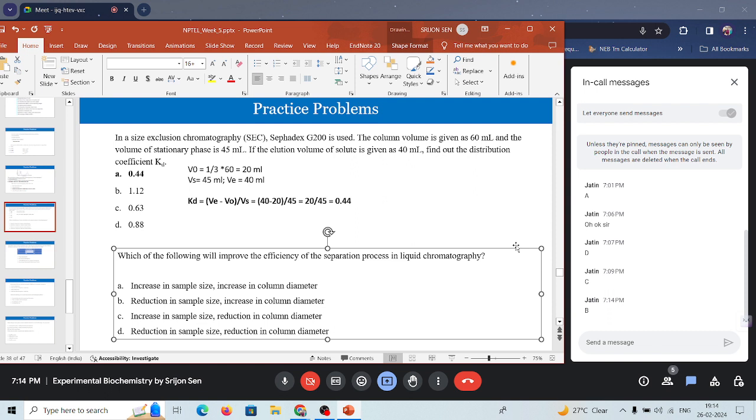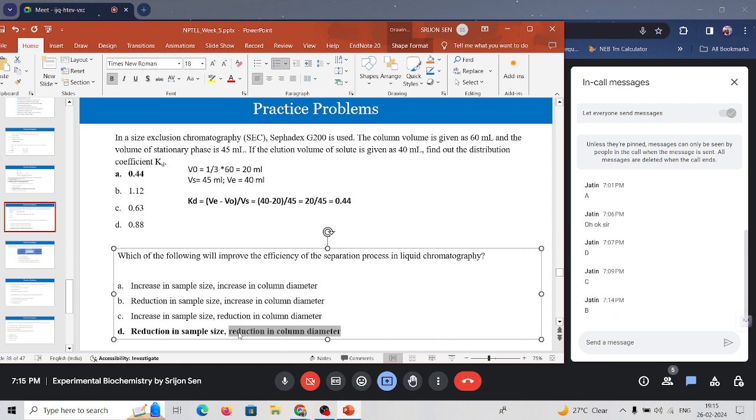Usually that is the answer most people would be giving. So reducing the sample size is very correct, but increasing the column diameter will also affect, number one, the path length. That will also be involved in the dissociation factor. Your protein or your sample would be more dissociated. That would never help in increasing the resolution. Rather, there should be an ideal column diameter. So reducing the column diameter helps in improving the efficiency of separation.